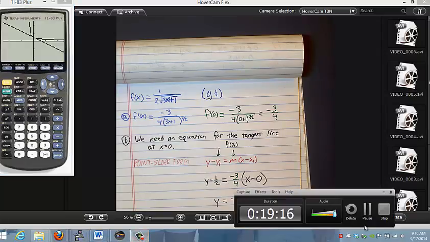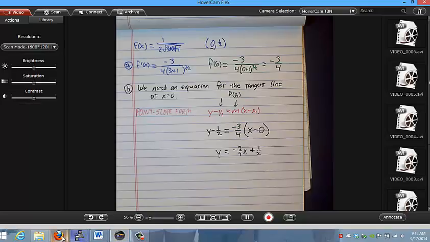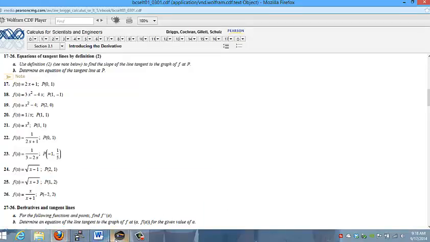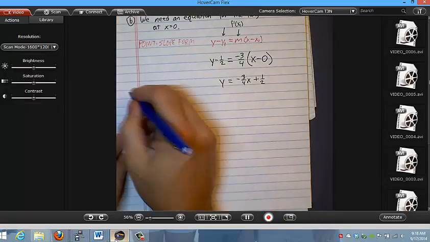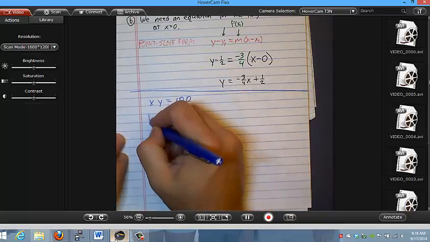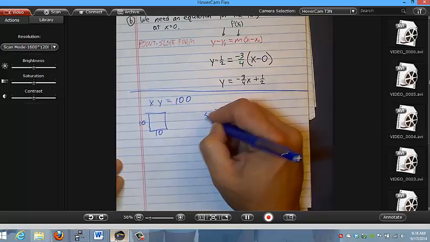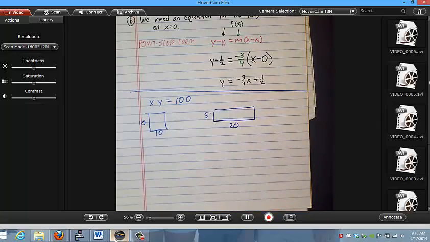Good. Good review question. We want to talk about 59. Part A is a little challenging, but I think I can do it very quickly, so I'm going to give it a shot. It says, show that, well, first of all, what are we talking about? We're talking about the collection of rectangles with area 100. We know that x times y is 100, right?